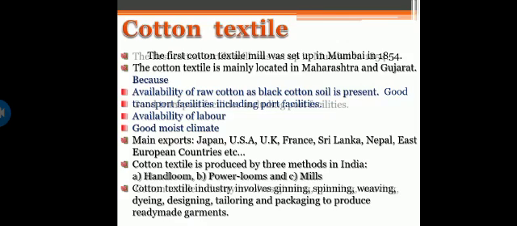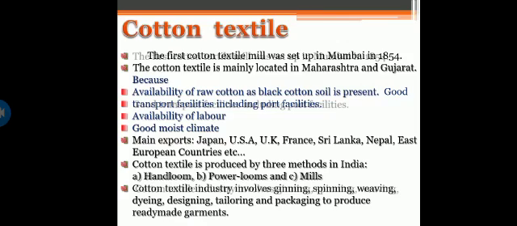Important point to remember, children, from examination point of view: 1854 was when the first cotton mill was set up in Mumbai. The cotton textile industries are mainly located in Maharashtra and Gujarat because of availability of raw material, as black cotton soil is present, good transport facilities including port facilities, availability of labor, and good moist climate. These are some of the conditions which you read about the location of industries.